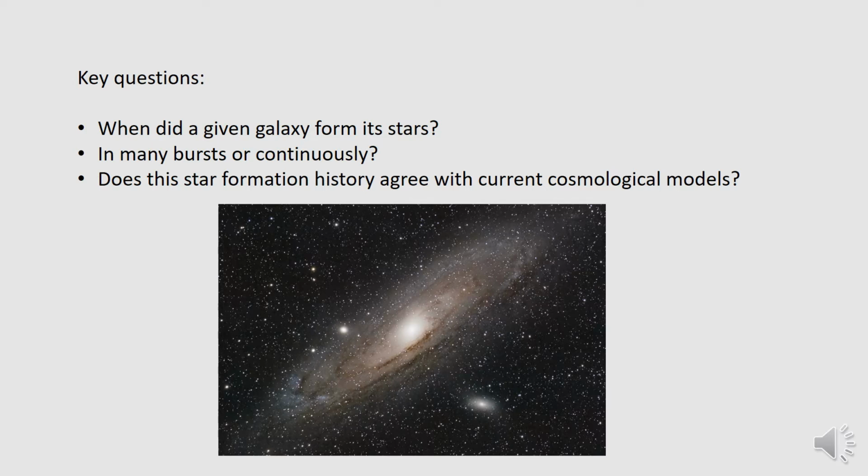So the key questions about galaxy evolution are: when did a given galaxy form its stars? How many stars, at which epoch, did it form? And was the character of it bursty or continuous? And if you use cosmological models, do the predictions from those models actually match what galaxies do?